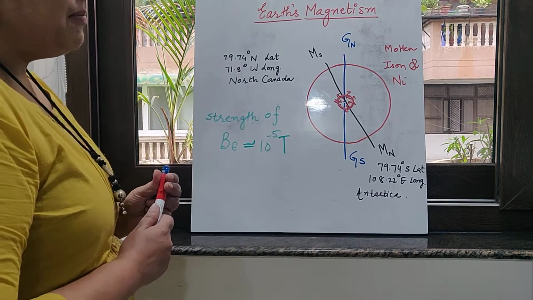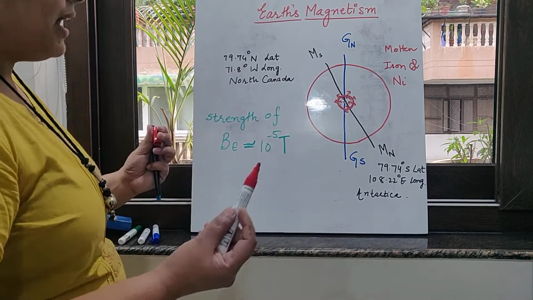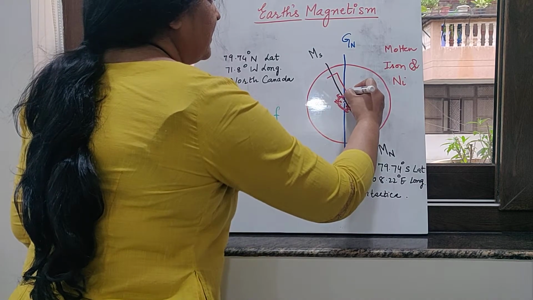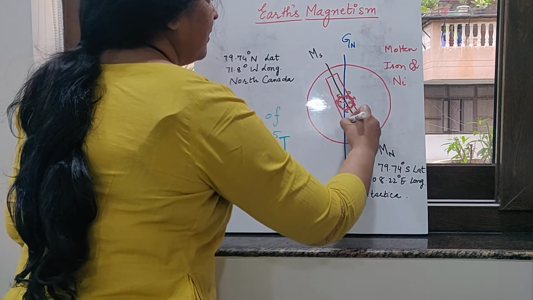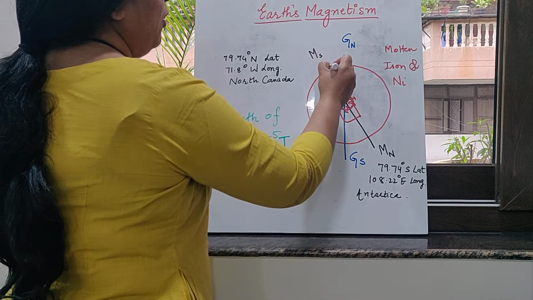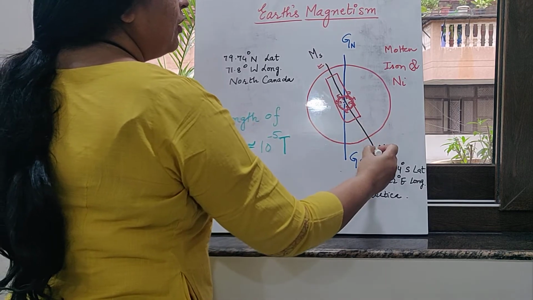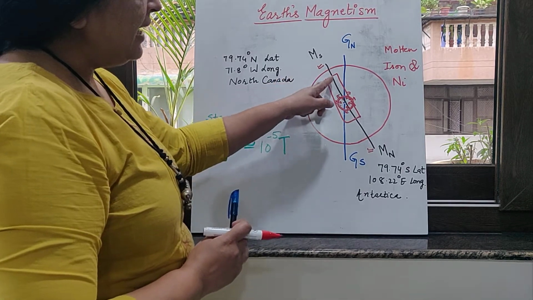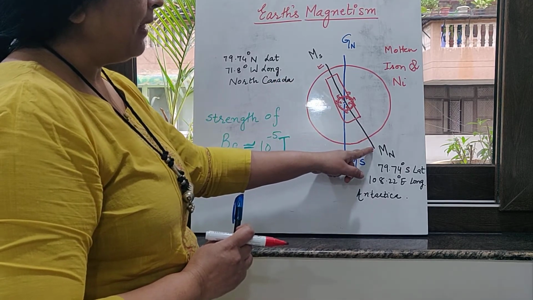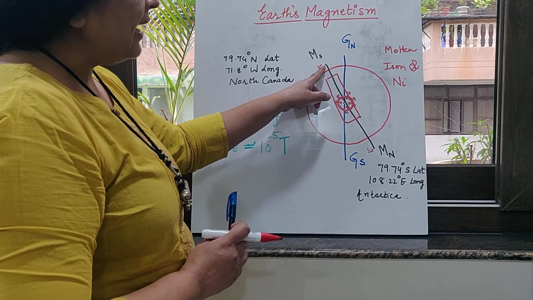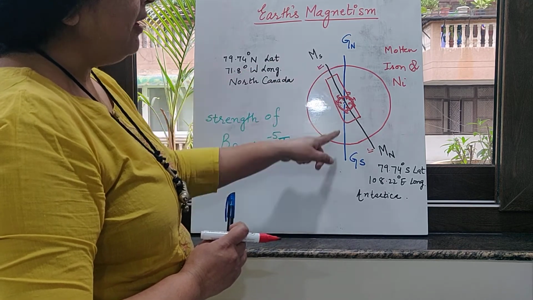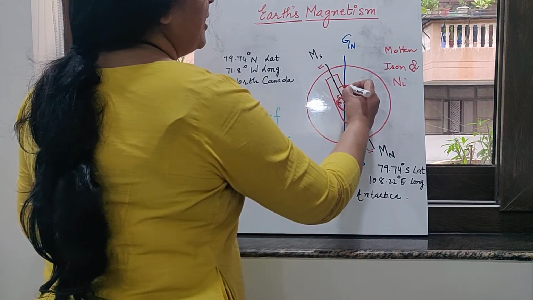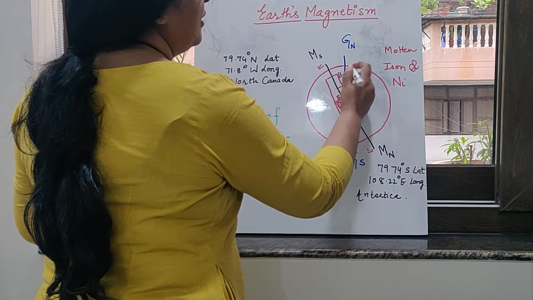Now this magnetic field is such that you can assume that there is a bar magnet inside the Earth like this, which has a south pole over here and which has a north pole over here. So the magnetic axis shown is not exactly coinciding with the geographic north and south direction. There is an angle of 11.3 degrees between the two.